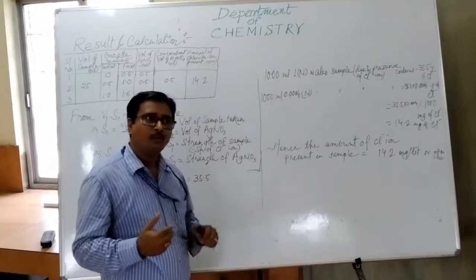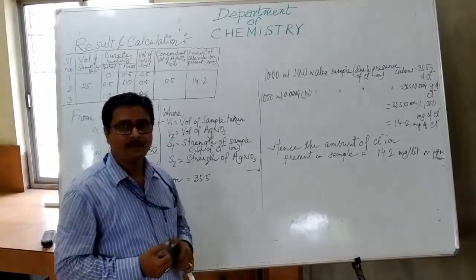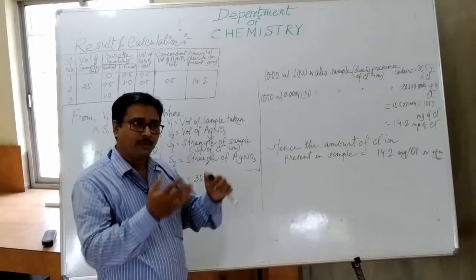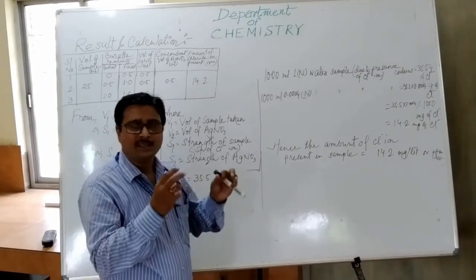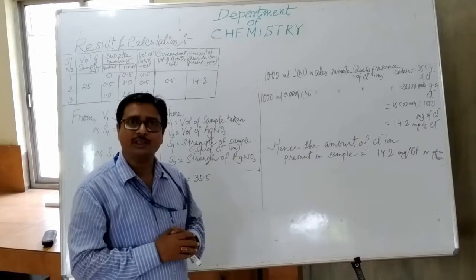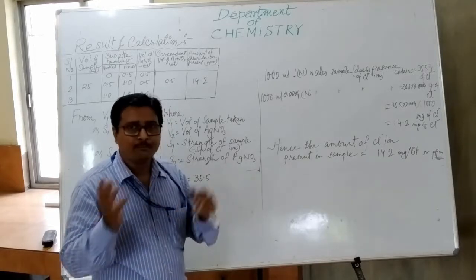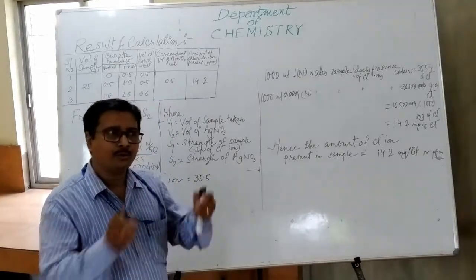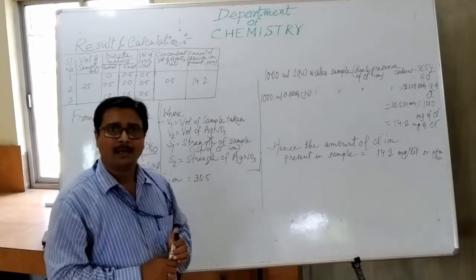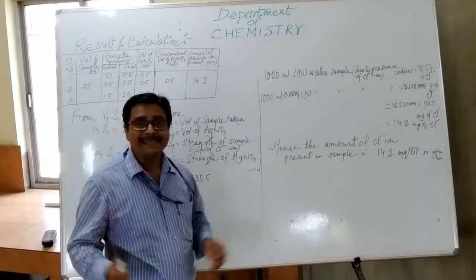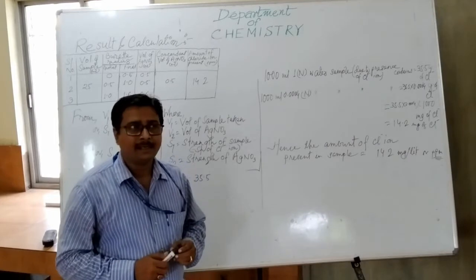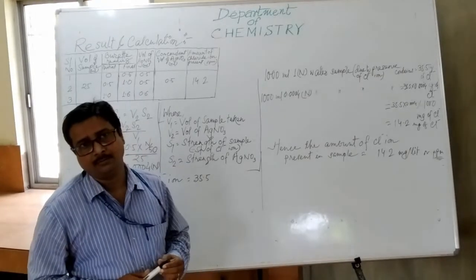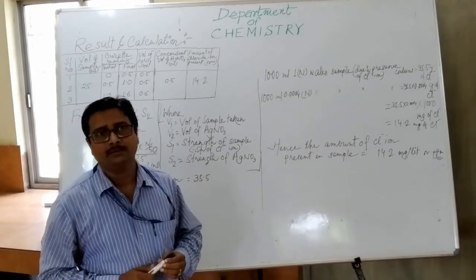Now the next question: what is the color change of this experiment? So you know, whenever we add the indicator, the color of the solution is yellow, and after titration, at the end point, we found brick red. So yellow to brick red, that is the color change. Now what is the indicator of this experiment? The indicator is potassium chromate, which is yellow in color.